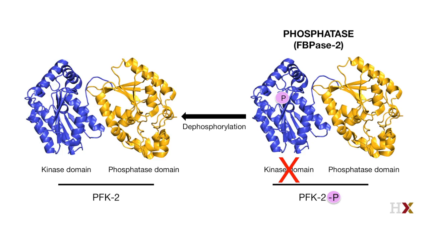In the absence of the phosphate group on the kinase domain of PFK2, the phosphatase domain of PFK2 is inactive, and PFK2 acts as a kinase that will convert fructose 6-phosphate in fructose 2,6-bisphosphate. So you see here that a simple change, a phosphorylation or dephosphorylation, completely changed the activity of the enzyme from being a kinase to being a phosphatase.